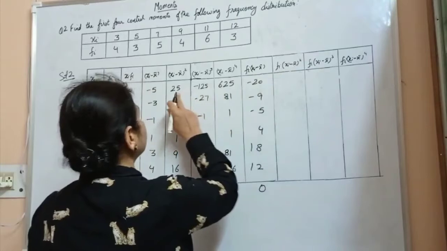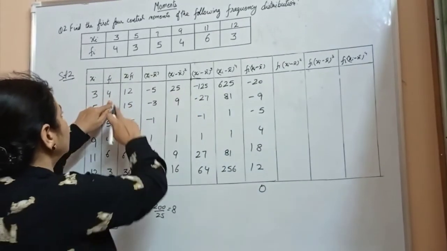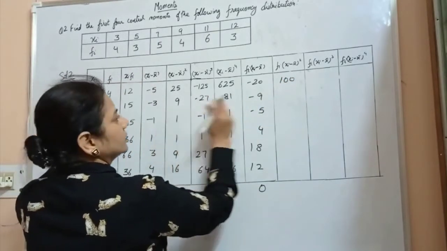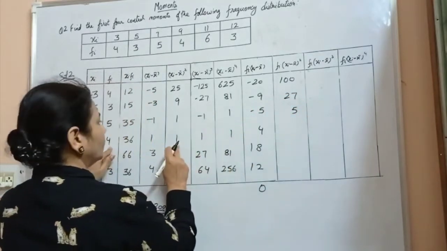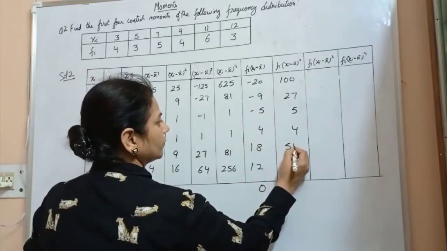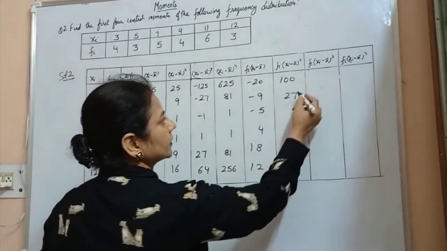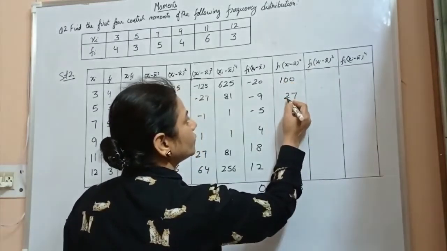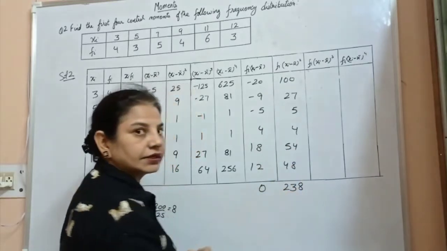Now fi times xi minus x bar whole square, multiplied by frequency f. So 4 into 25 is 100, 3 nines are 27, 5 ones are 5, 4 ones are 4, 6 nines are 54 and 16 times 3 is 48. Again add these, and the total is 238.